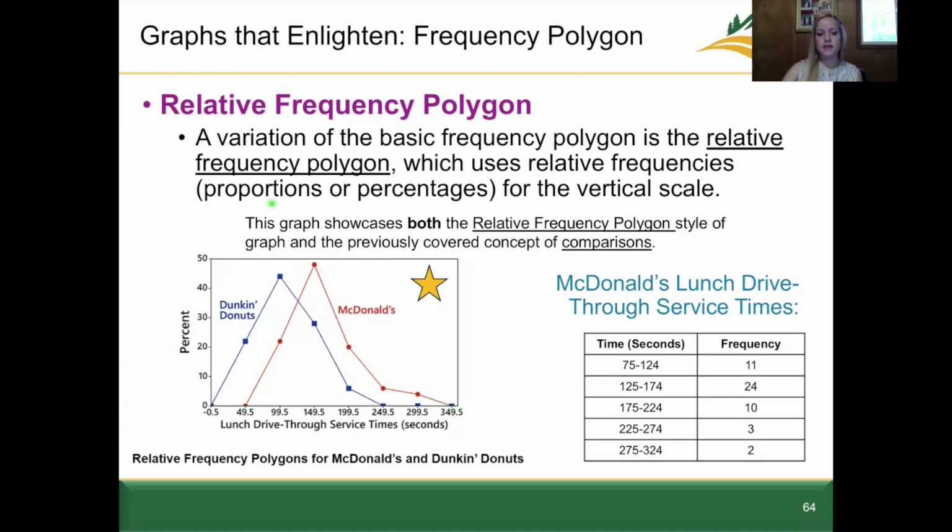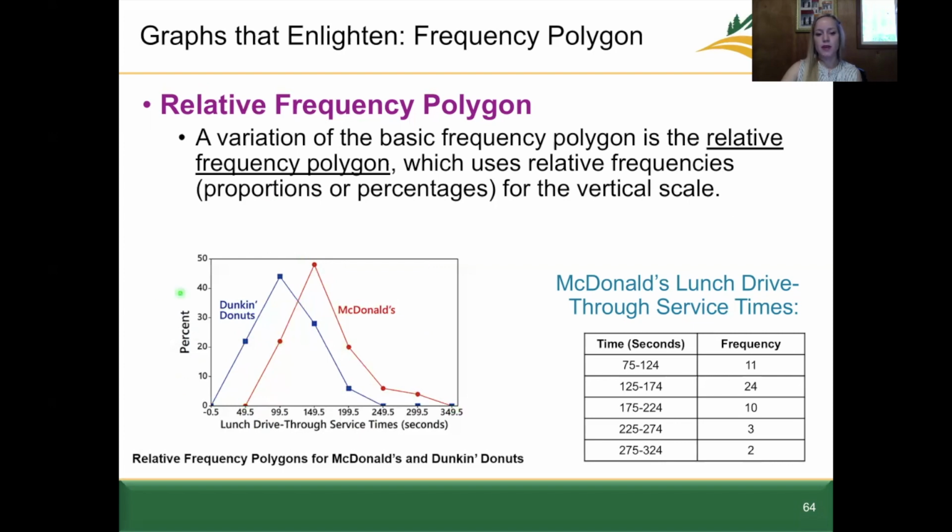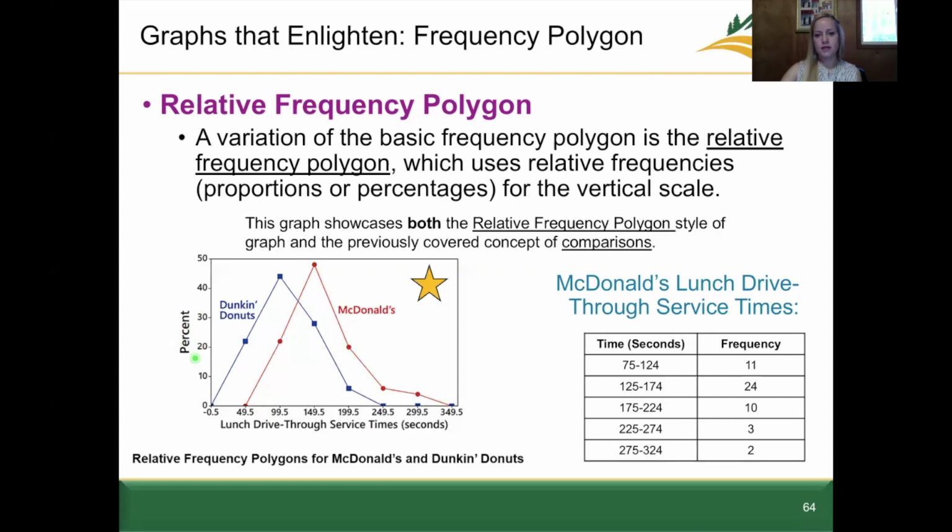One note here, this graph shows both the relative frequency polygon style, where we have a relative value here on the y-axis, so percent or proportion. This style is also an example of comparisons, which we did cover in the histogram lecture as well. So in comparisons, we're putting two different sets of data and displaying them on the same graph, which we also practiced doing for histograms using both Dunkin' Donuts and McDonald's.